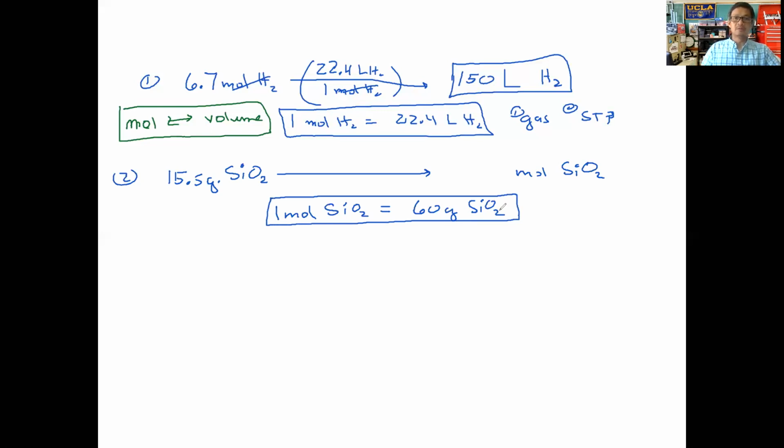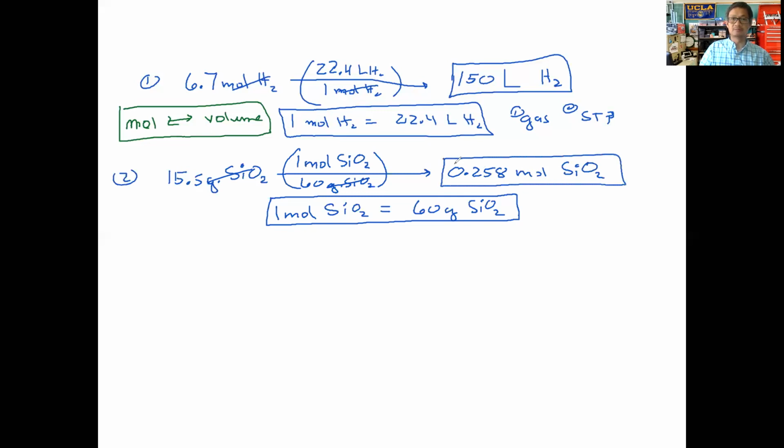Okay, with that said, we can plug it in and work out our answer. We have 1 mole of silicon dioxide over 60 grams of silicon dioxide. We plug that in, the unit grams cancels out, and we get our answer as 0.258 moles of silicon dioxide. So this is what's called the molar mass, folks.